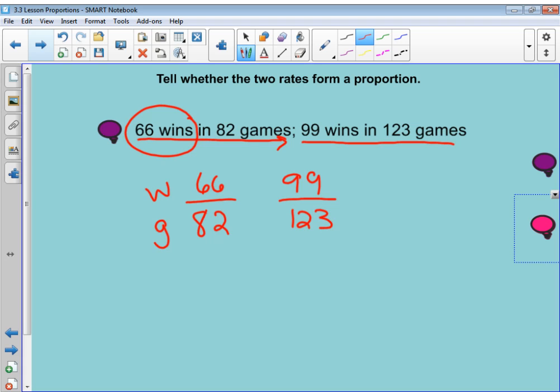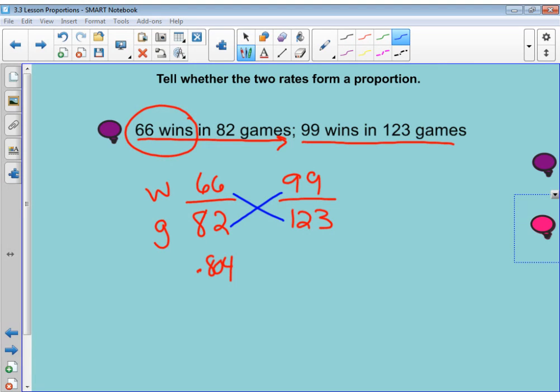Okay, so now if I go through and it doesn't matter, decimals, cross products, I'm going to go ahead and do decimals on this one. So if I do the decimals, 66 divided by 82 gives me 0.804, and I'm going to write multiple just in case they're close. 99 divided by 123, 0.804. Okay, so I ended up with the same ones. So they look like they probably are, but I'm going to double check myself just by doing cross products, because then I don't have to compare all those decimals in my head.